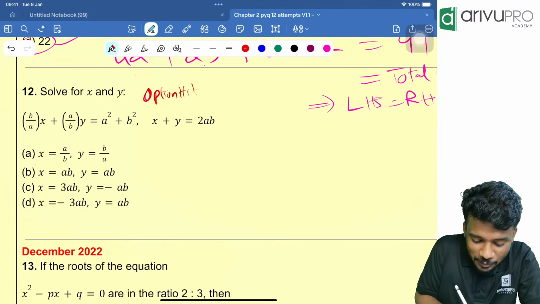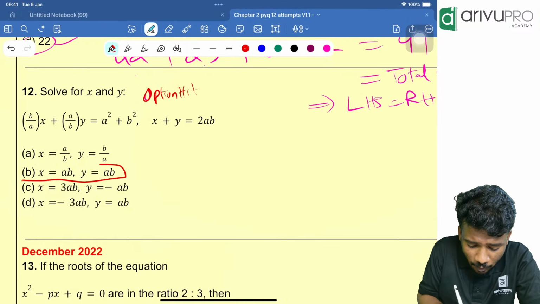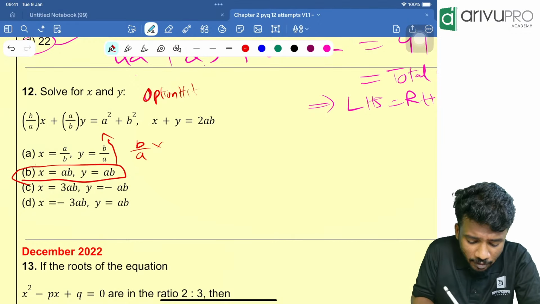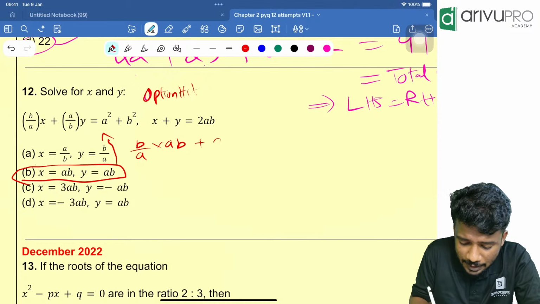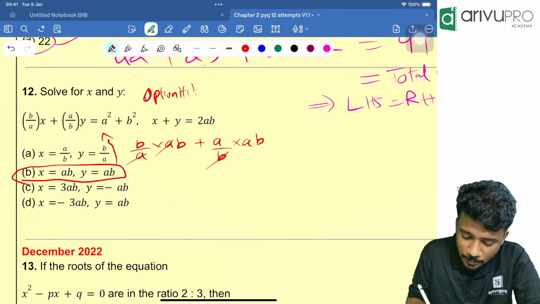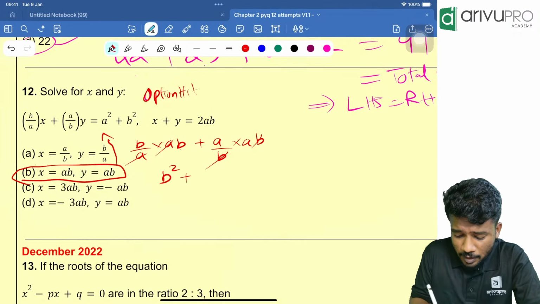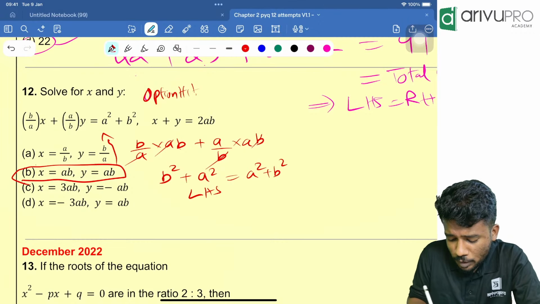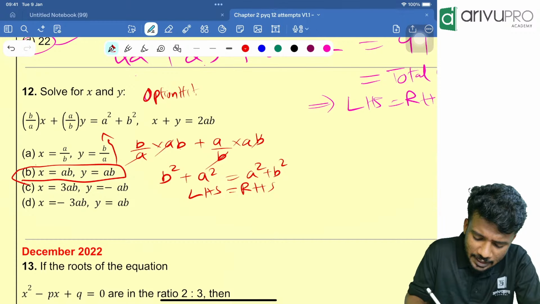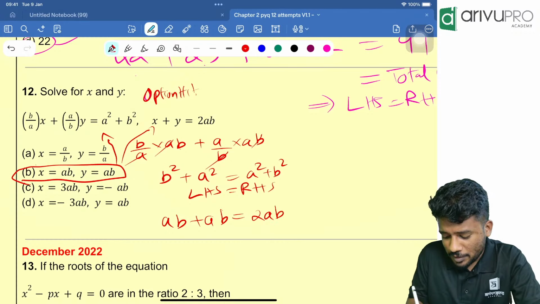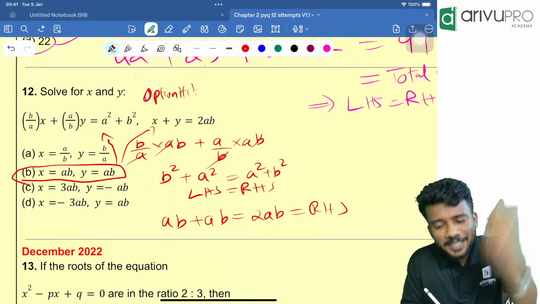Now before that, we need to check X and Y values. Take option B over here and option hit on the first one. That means B by A into, instead of X you will put what? AB, plus A by B into, instead of Y you will put what? AB. A got cancelled, B got cancelled. That is B into B is B square plus A square, which is equal to A square plus B square. That is LHS is equal to RHS. First equation is satisfied. Now try the second equation. AB plus AB is equal to 2AB, which is equal to your RHS. That means option B is the right answer.